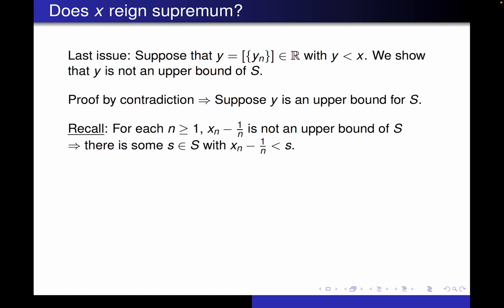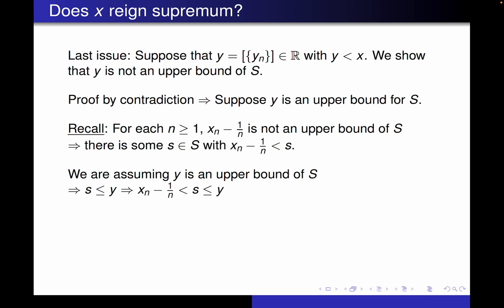And that means for each of those n's, there is some element of s, we'll call it little s again, such that xn minus 1 over n is less than s. However, remember that we are assuming that y is an upper bound of s. That means s has to be less than or equal to y. And if we put those two inequalities together, that tells us that xn minus 1 over n also has to be less than y. So that's kind of nice.